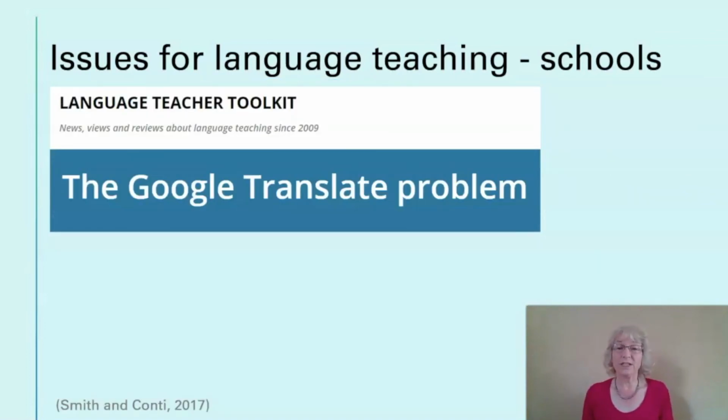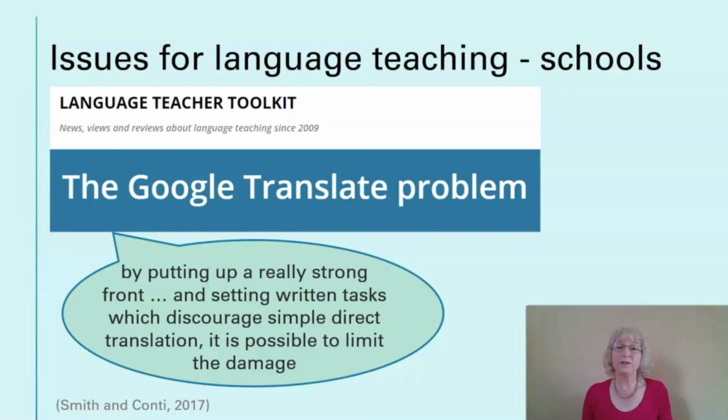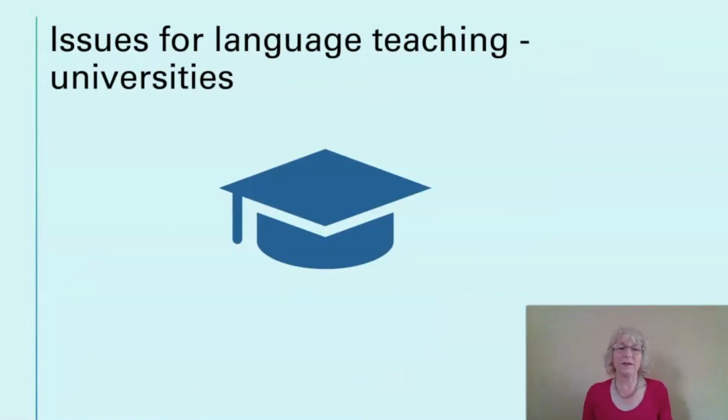Authors of the Language Teacher Toolkit, Smith and Conti, are sympathetic, but argue that by putting up a really strong front, supported by whatever whole department or whole school mechanisms are needed, and setting written tasks which discourage simple direct translation, it's possible to limit the damage.